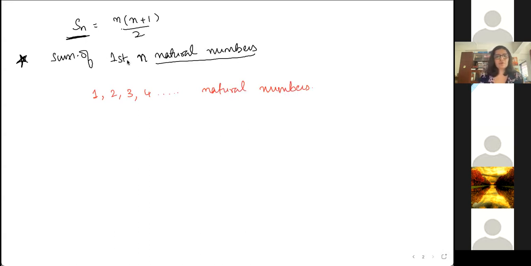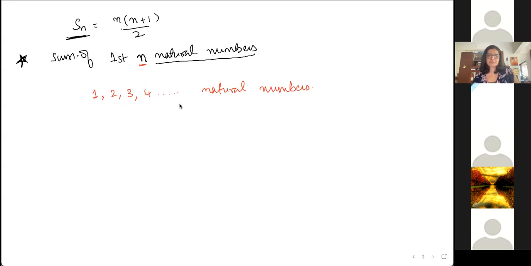Okay. So sum of first n natural numbers means it's basically sum of all these numbers up to n. So n can be again any natural number. If I say n equal to 21, it's a sum of all these numbers from 1 till 21. If n equal to 40, sum of all these numbers from 1 to 40. That's what it means.